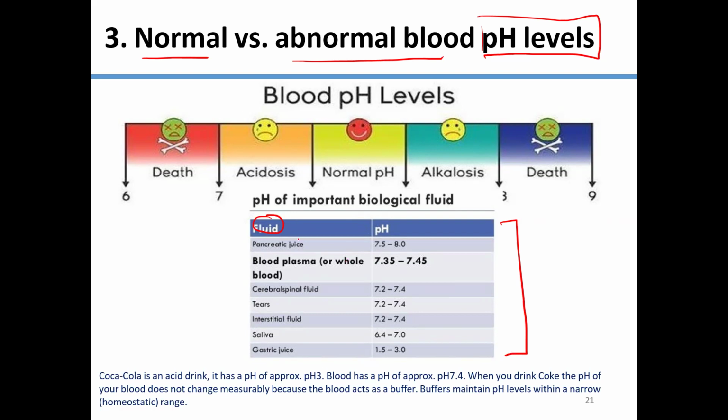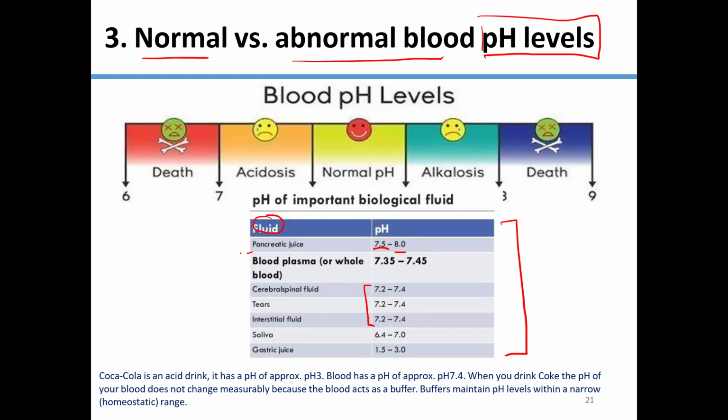You'll notice that pancreatic juices are at a 7.5 to an 8. Cerebral spinal fluid, tears, and interstitial fluids are all going to be at a 7.2 to 7.4. Saliva, 6.4 to 7. And then our stomach gases, 1.5 to 3.